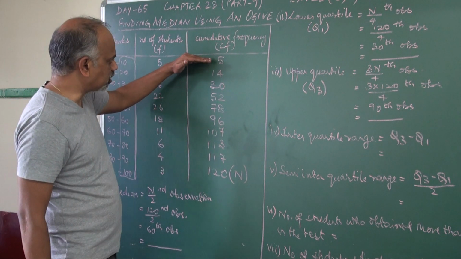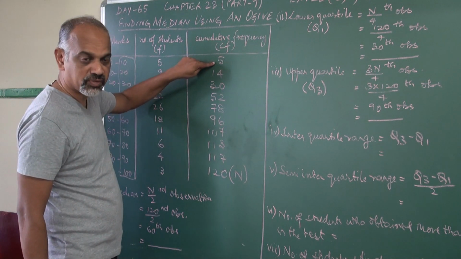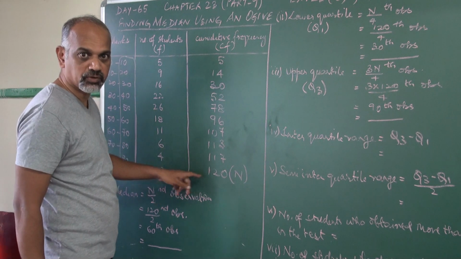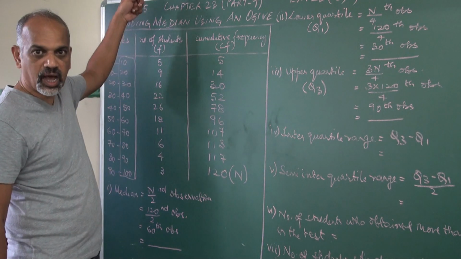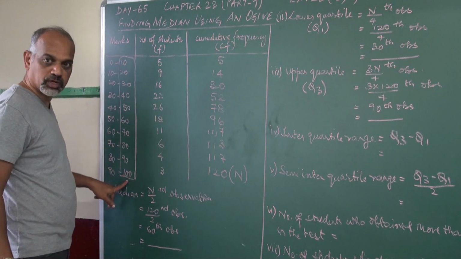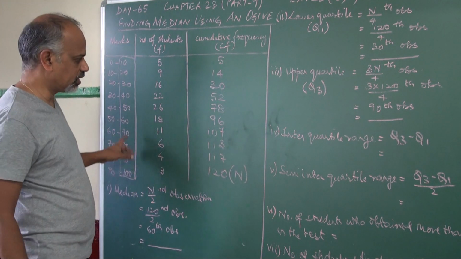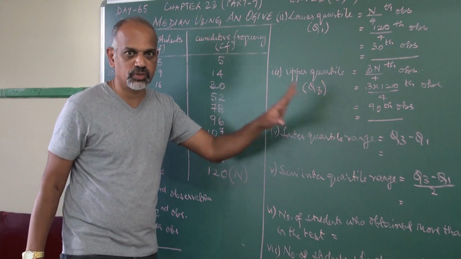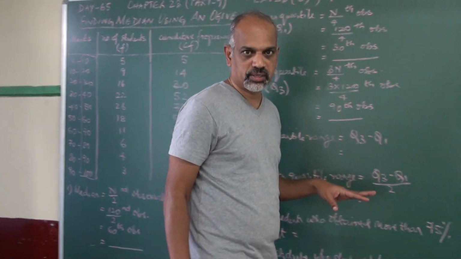So if you notice, the least cumulative frequency is 5 and the highest is 120, which means you have to plot values till 120 on the y-axis, and here on the x-axis you have to plot till 100. Okay, so let's go to the graph. I'll show you what exactly is plotted on the graph.